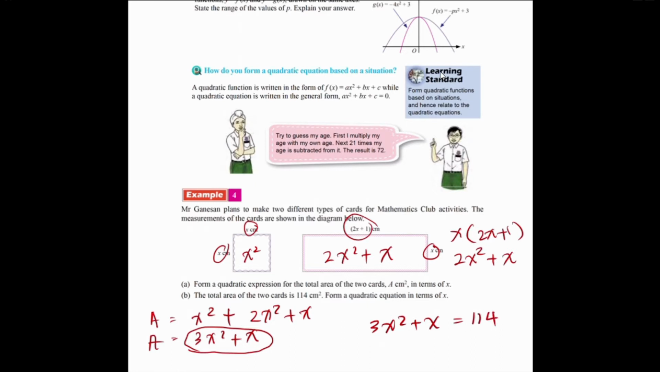Okay, since the general form for the quadratic equation is ax squared plus bx plus c equal to 0, you need to bring the right hand side to the left hand side. So you need to write 3x squared plus x minus 114 equal to 0. So this is a quadratic equation. Okay, so based on situation, you can write a quadratic expression. Sorry, you can write a quadratic equation.